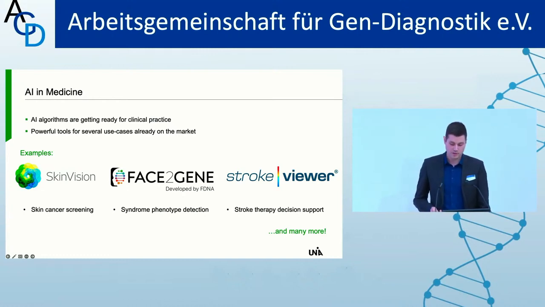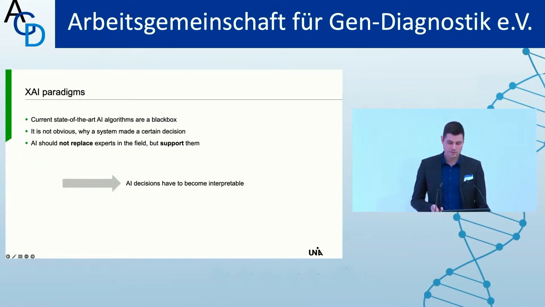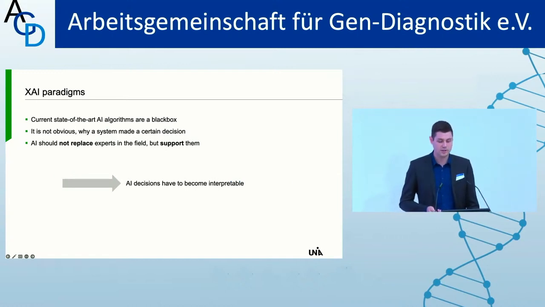Current state-of-the-art AI algorithms are usually called black boxes. Why are they called black boxes? Because we can't really look into them. What are they doing? How are they coming to their decisions? And so on and so forth.